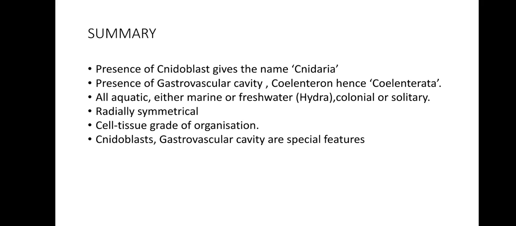Let's summarize today's session. Due to the presence of cnidoblasts, Cnidaria is the name given to this phylum. The gastrovascular cavity is called coelenteron, hence the name Coelenterata. All the members are aquatic, mostly marine and some freshwater. Symmetry is radial, and they show cell tissue grade of organization. Cnidoblast and gastrovascular cavity are special features. Even the nerve net is a special feature of Coelenterata.